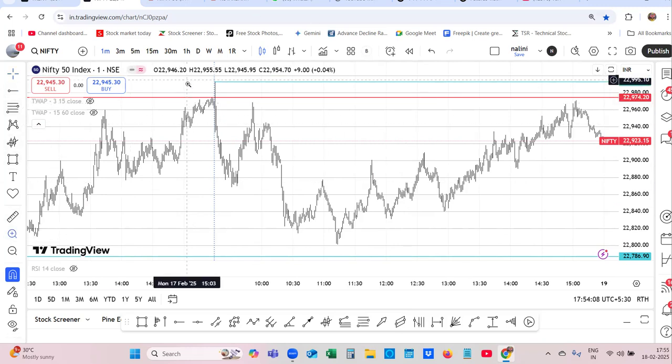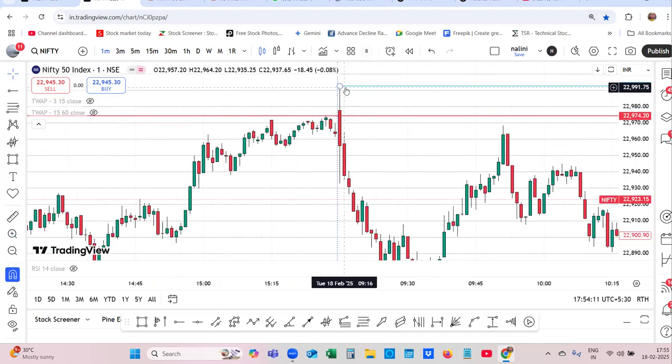When I see here, the first 1 minute candle opened above the previous day high. It opened around 22,997 and made a high of 22,992. In the first candle itself, there was rejection and it was a sell trade, because this was the institutional area, the sell order area in the market.